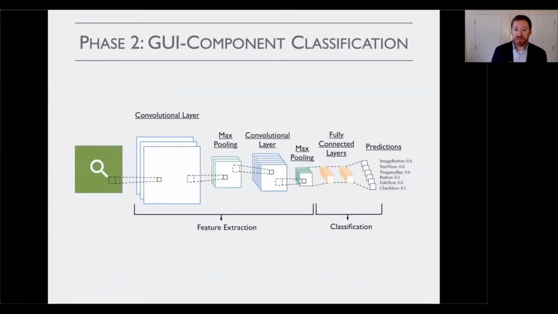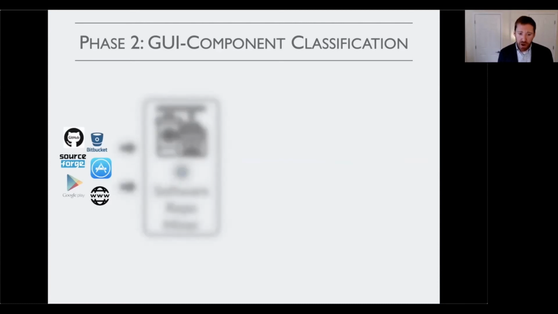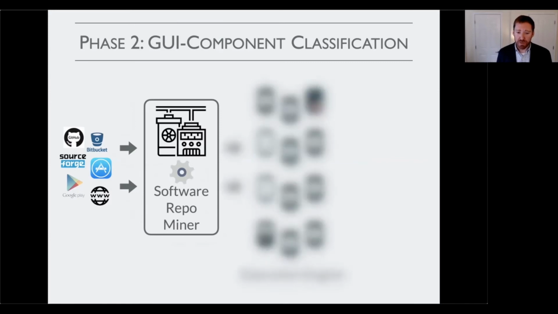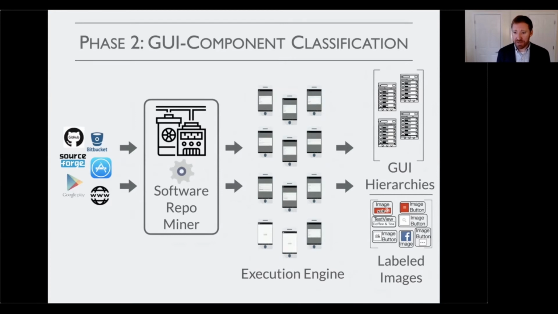We can then use a machine learning technique called a convolutional neural network to classify each of these different images of the GUI components into their constituent types, such as a text view or a button or a drop-down menu. In order to train this machine learning algorithm, we automatically mined software repositories for mobile applications. Using some of my past research, we automatically executed these at a large scale in order to derive training data that included the GUI structure for these applications, as well as labeled images of different GUI components.